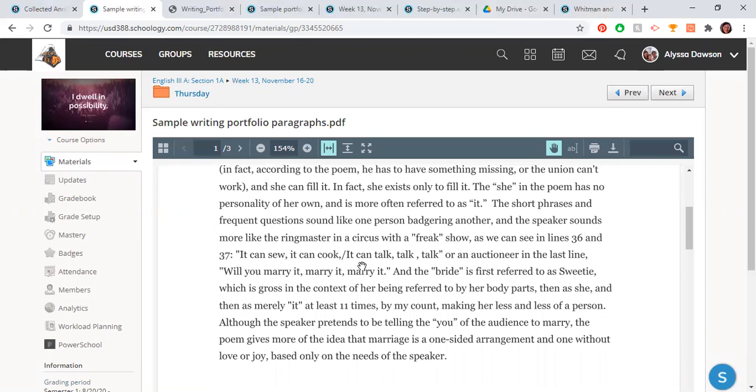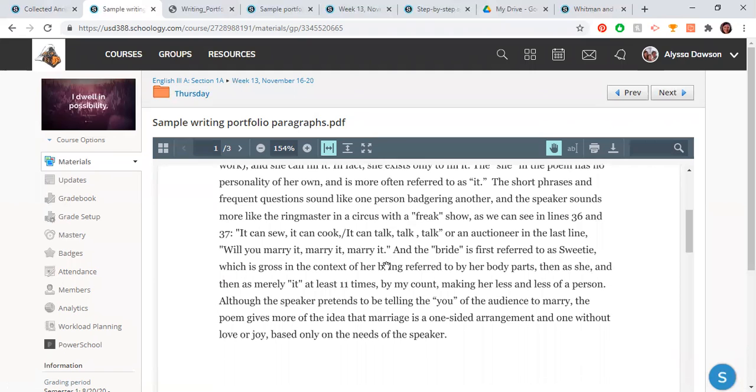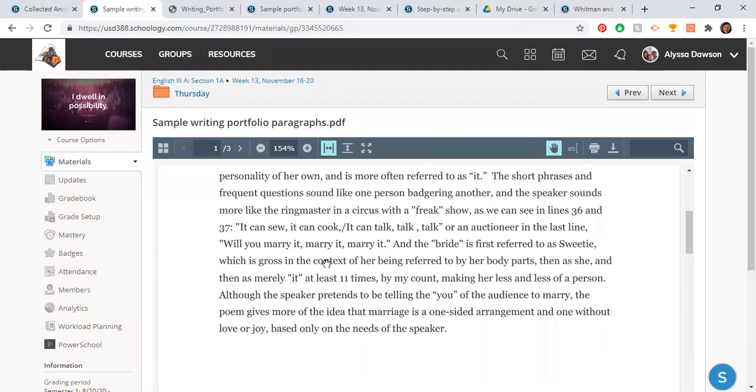The short phrases and frequent questions sound like one person badgering another, and the speaker sounds more like the ringmaster in a circus with a freak show, as we can see in lines 36 and 37. And you see we're using textual evidence here. "It can sew, it can cook," and a slash as if you change lines. "It can talk, talk, talk." Or an auctioneer in the last line, "Will you marry it, marry it, marry it?"